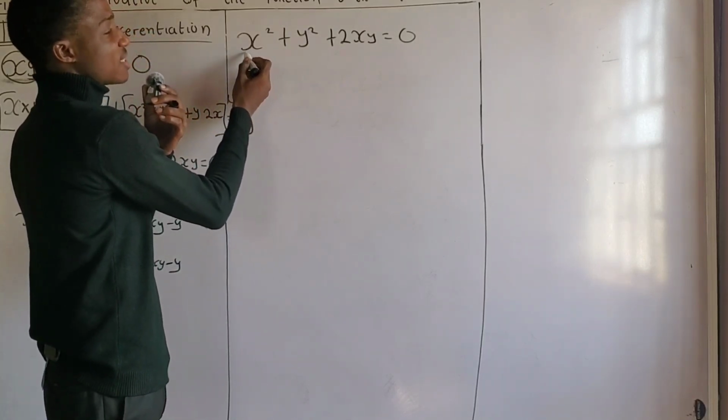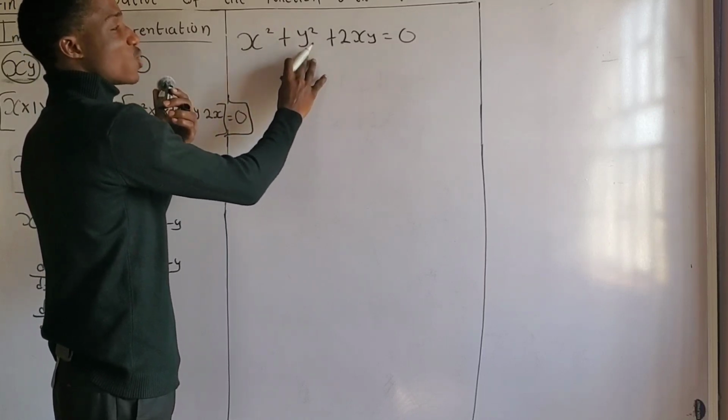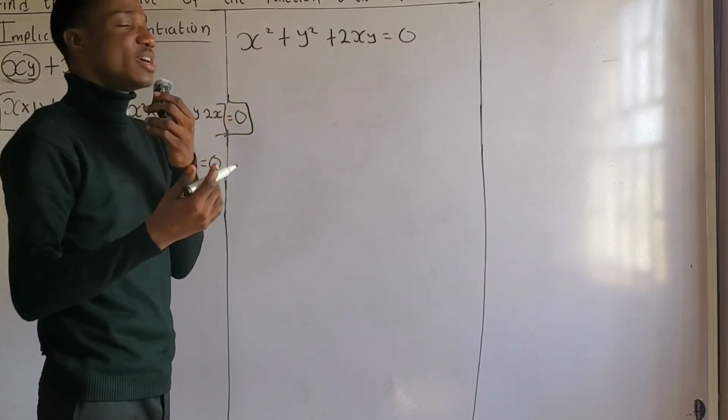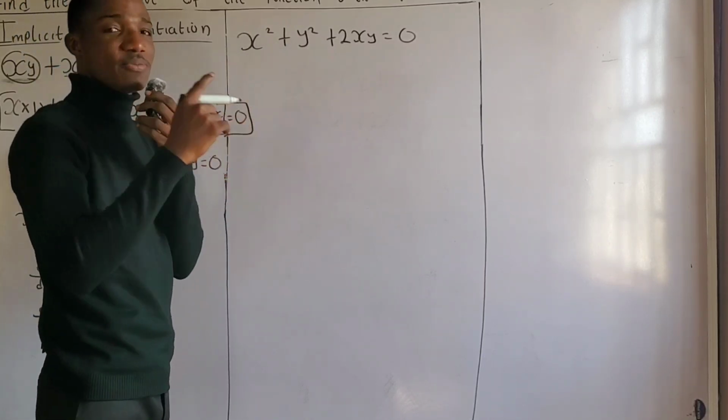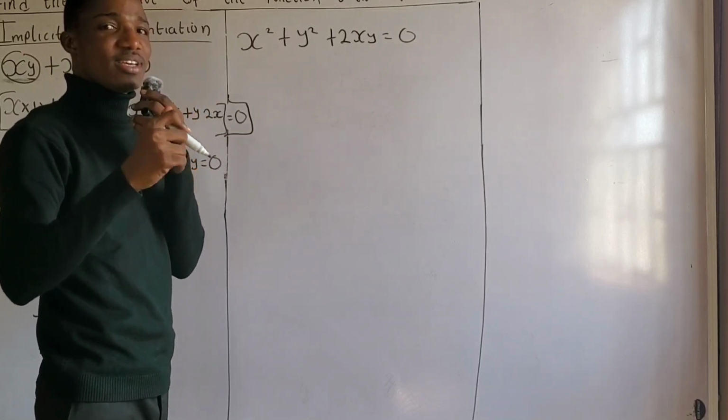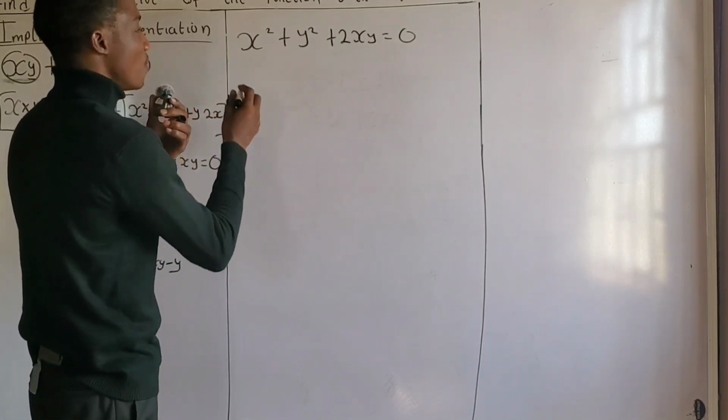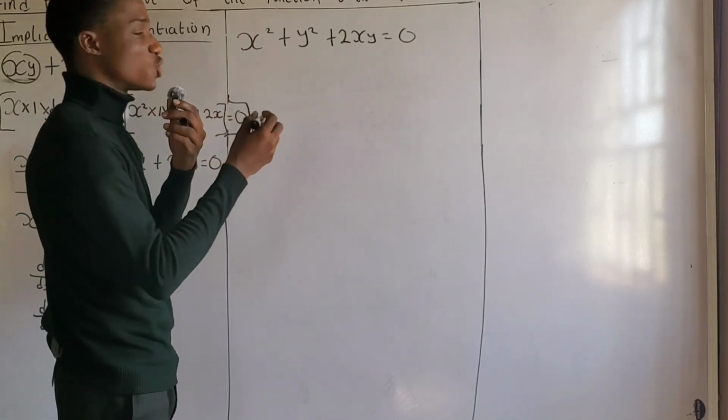Now you can see that the sign between x squared and y squared is a plus sign. So here we cannot make use of the product rule. Just differentiate it term by term. You understand? Differentiate the function individually. So if you differentiate x squared, you're going to have 2x.